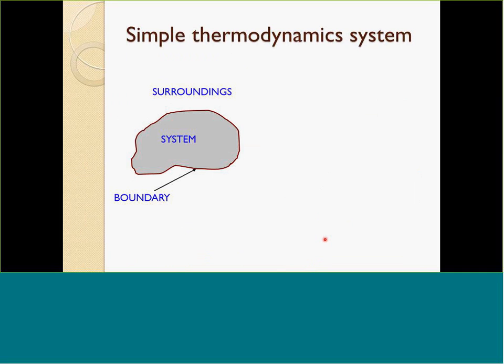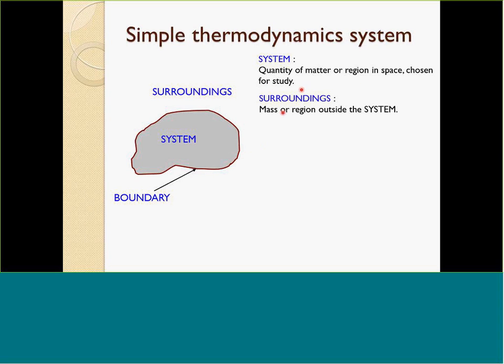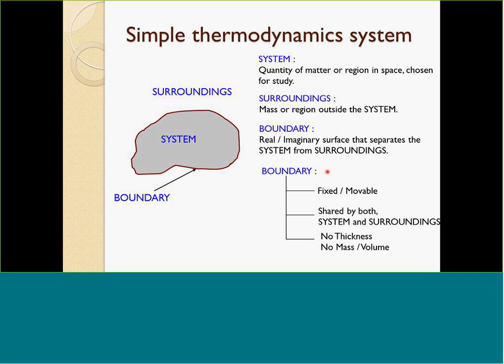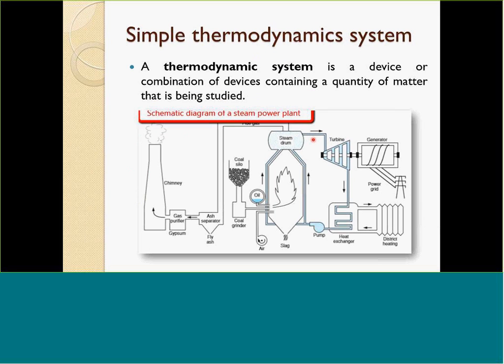Basically, it looks like this: a simple thermodynamic system where you have one particular system, the surrounding, and the boundaries. The quantity of matter in one particular space is the system, and the mass of the region outside the system is the surrounding. Then you're going to have a boundary. It can be real and it can be imaginary. It can be fixed, and it has no thickness or volume.